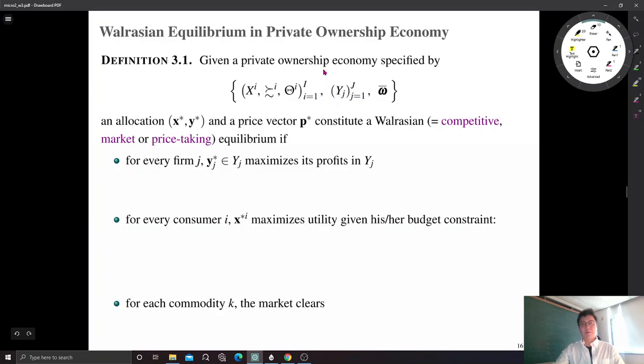And there are producers, there are J firms total, and each firm's production technology is described by a production set. Once again, the production set is the set of all feasible production plans. So that is one way to describe firm J's production technology. And finally, we have to specify the initial endowment of the economy, what kind of resources this economy has at the outset. Those 5 components specify one general equilibrium model, or one private ownership economy.